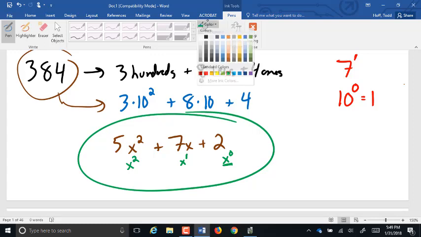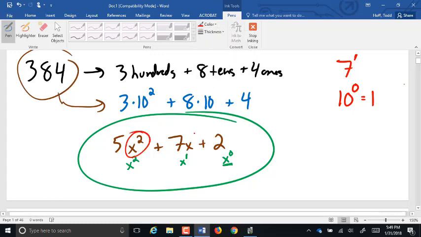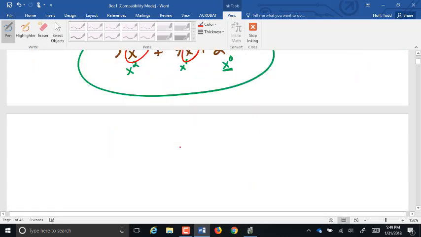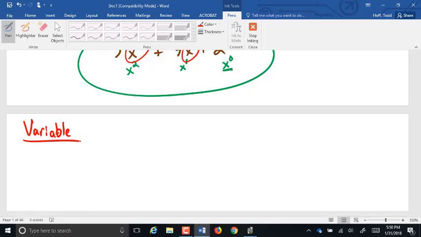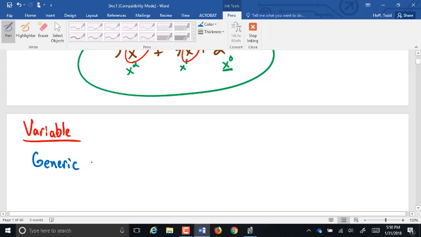So let's talk a little bit before we get too deep into this. What does that x mean there? What is a variable? That variable, that letter, is just representing some missing value. Could be a number, could be some other form of a value, but it is just a value. And it can be done in a couple of different ways. It can be a generic representation. This is usually to form a rule.